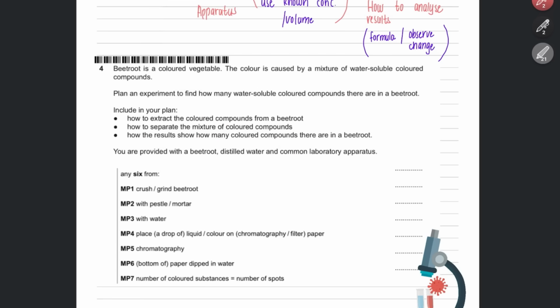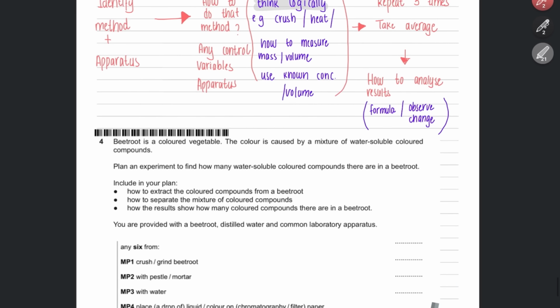So this is an example from a recent paper. Beetroot is a colored vegetable. The color is caused by a mixture of water soluble colored compounds. Now can you identify the method already? Of course, it's a colored compound, it's a mixture, so we'll do chromatography. Now plan an experiment to find how many water soluble colored compounds there are. In your plan, say how to extract the colored compounds from the beetroot, how to separate the mixture of colored compounds, and how the results show how many colored compounds there are in the beetroot.